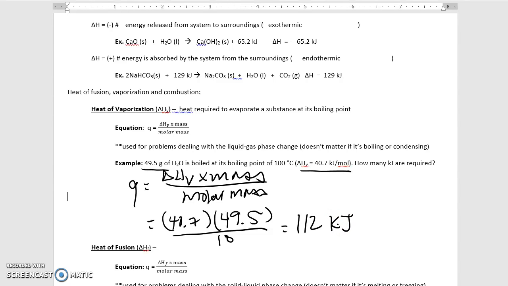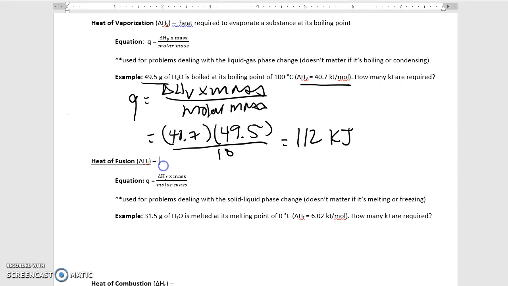And that's it. So if you understand how to do that problem, heat of vaporization, heat of fusion is going to be very similar. So heat of fusion, which is delta HF, the F to show you fusion, is the heat required to melt a substance, or freeze a substance at its melting point.